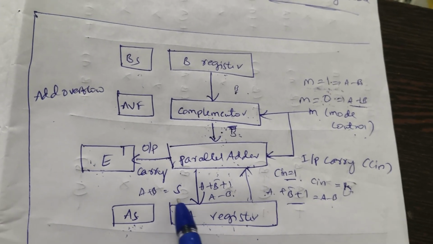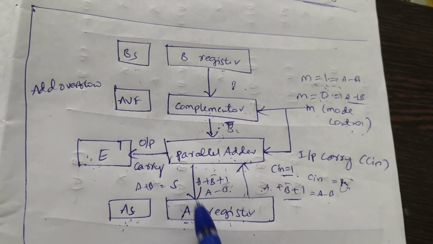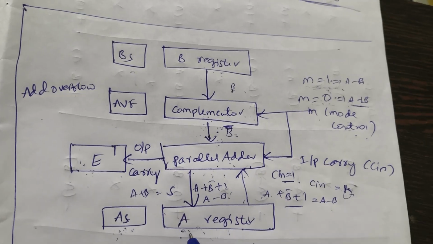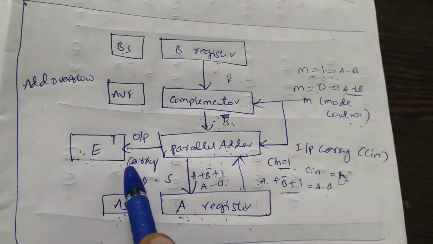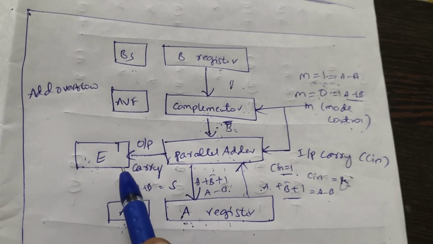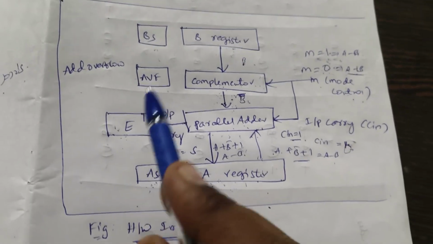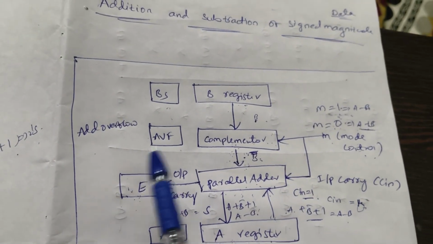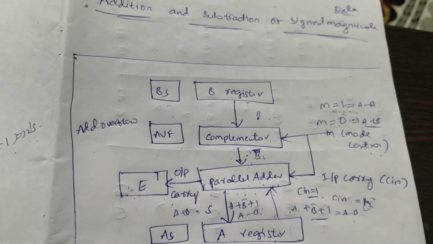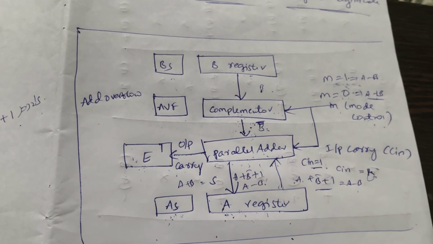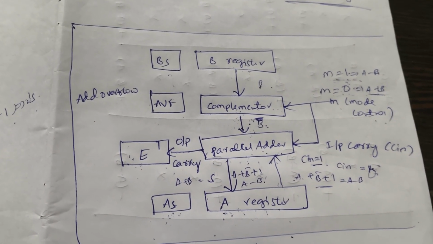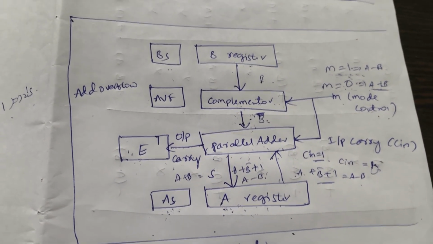So again, the sum is stored in the a register, and any carry is stored in an extended flip-flop. So this is about the hardware implementation of addition and subtraction of sign magnitude data of a fixed point representation. Now we will see the sum table, how the addition and subtraction is done.